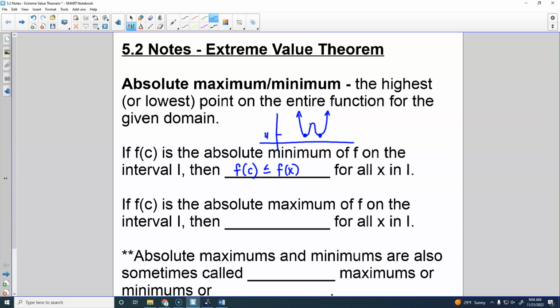If C is the absolute maximum of f on the interval I, then we would say f of C is greater than or equal to f of x for all x in I.